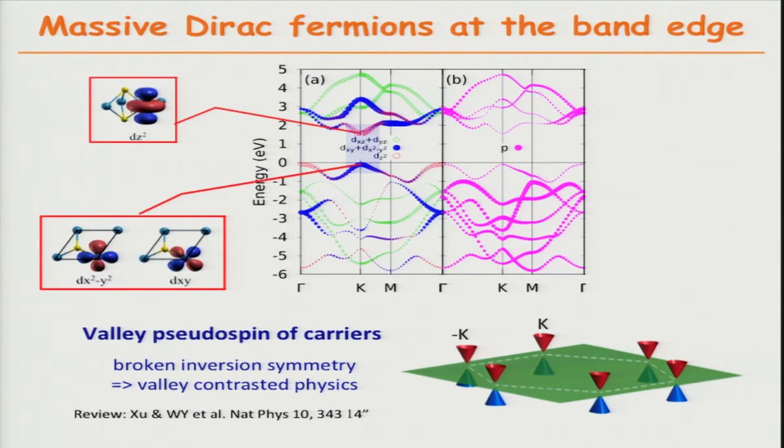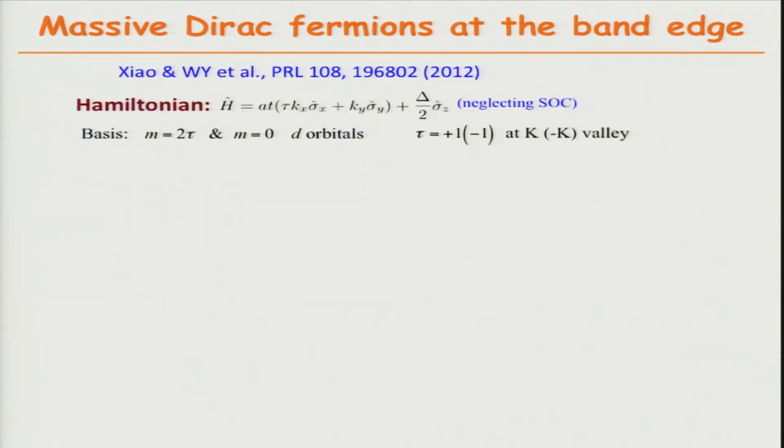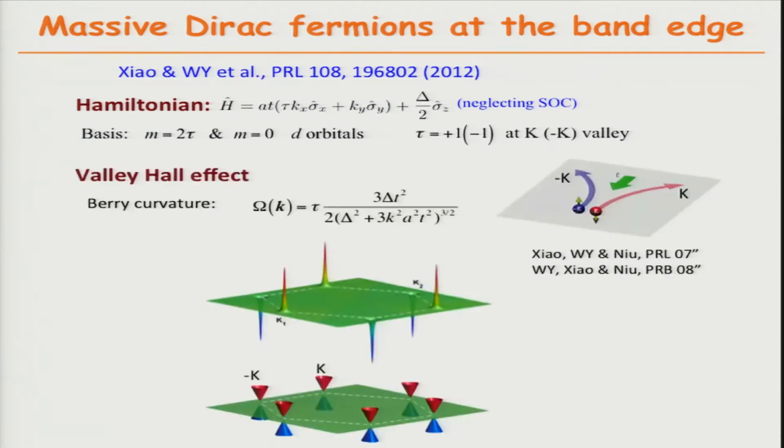If we look at this band edge, they are mainly from the d orbitals of the transition metal atom. The conduction band is from the m equal to 0 d orbital, and the valence band is a linear combination of the two d orbitals which have magnetic quantum number either +2 or -2. Based on these orbitals, you can construct a minimal k·p Hamiltonian. It turns out to be the massive Dirac fermion model, just like graphene but with an additional mass term.